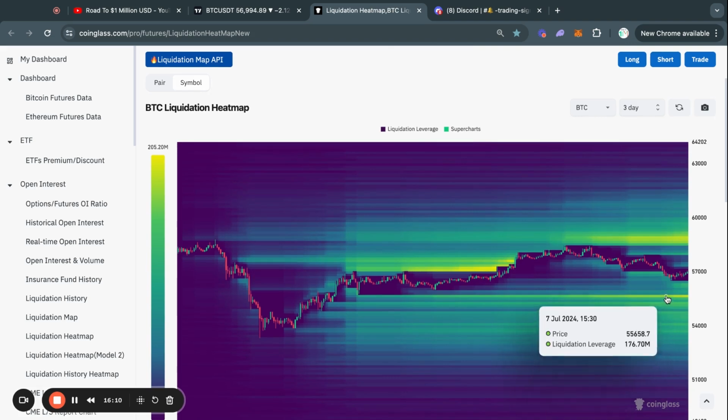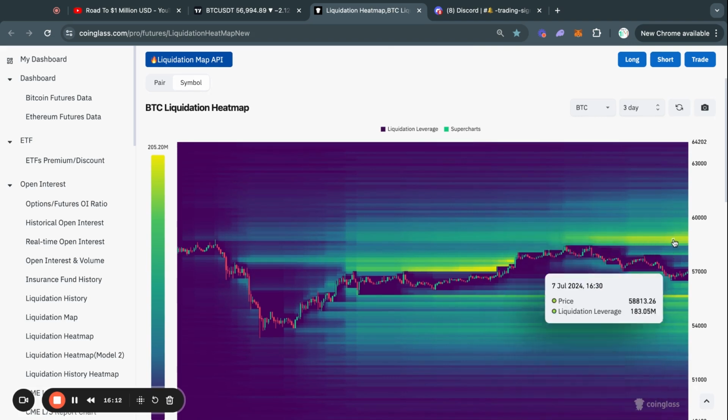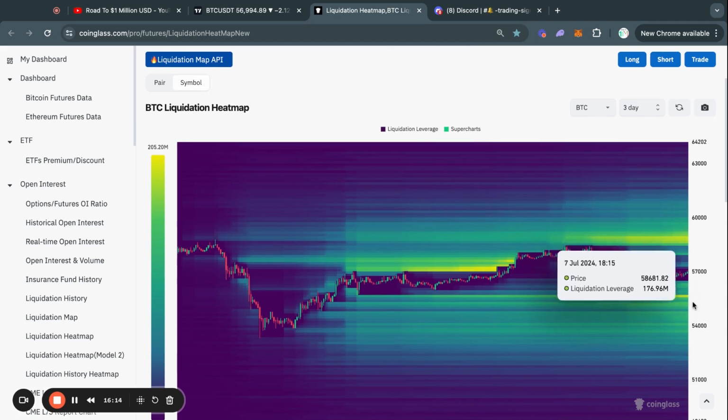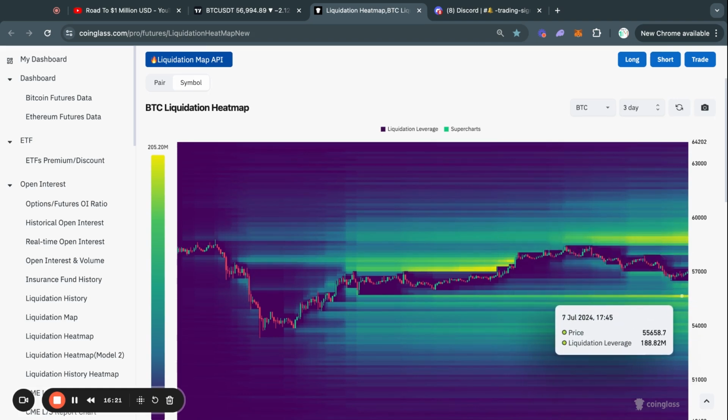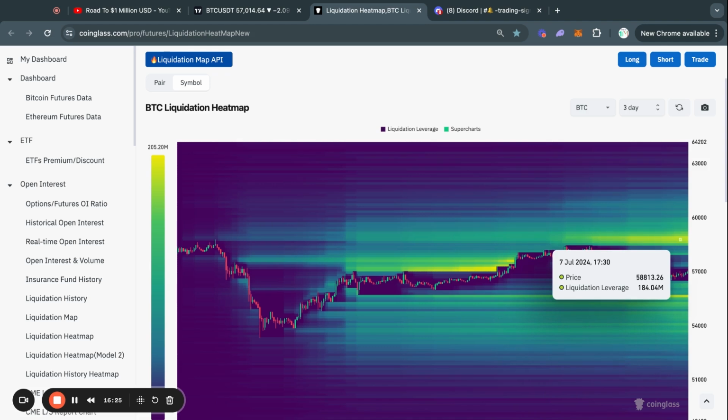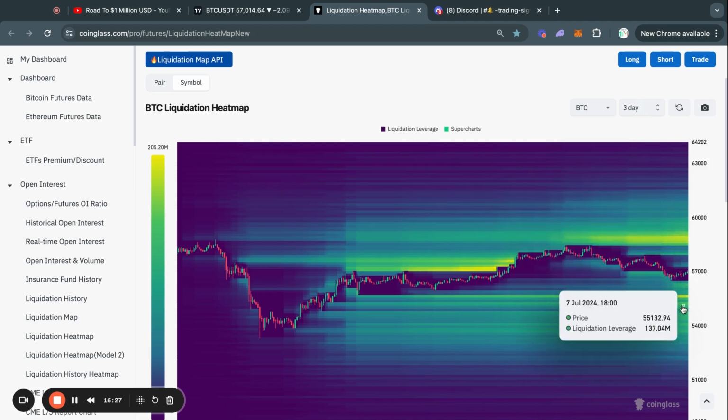So moving on to the Bitcoin liquidation heat map, first of all, in this 3-day time frame, we can't really gather much information from this because we have liquidity to the upside and to the downside. So in terms of downside liquidity, it is sitting at 55.6K. And liquidity to the upside is sitting at 58.8K. So potentially the Bitcoin price can get attracted to these levels.